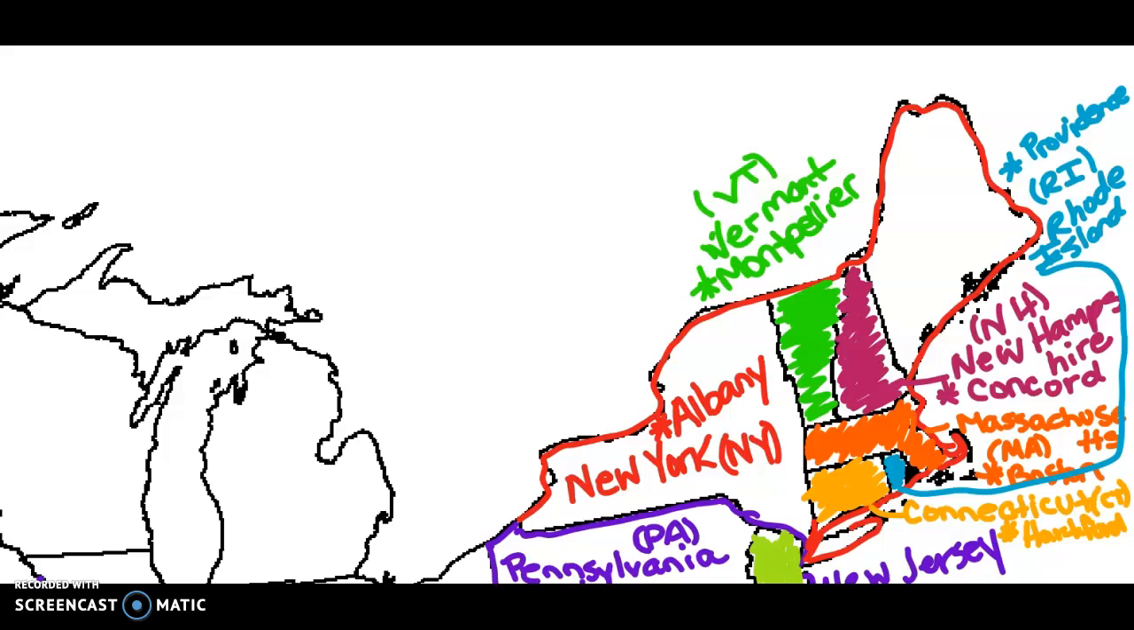And then our very last state is the bigger one here. This is Maine. Abbreviation is ME, not to be confused with Massachusetts, which is MA. And the capital is Augusta.